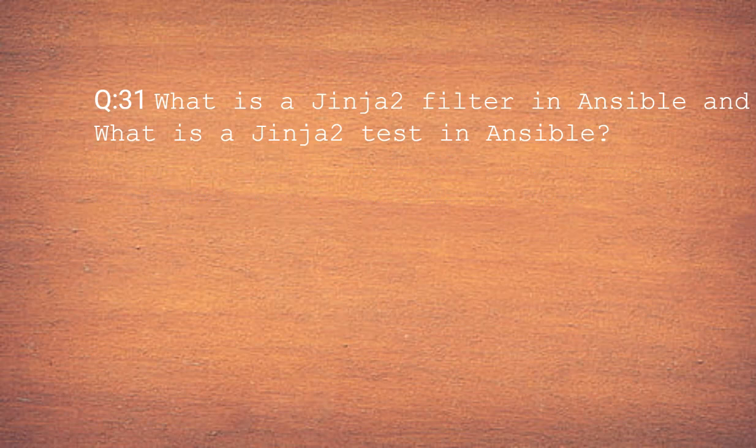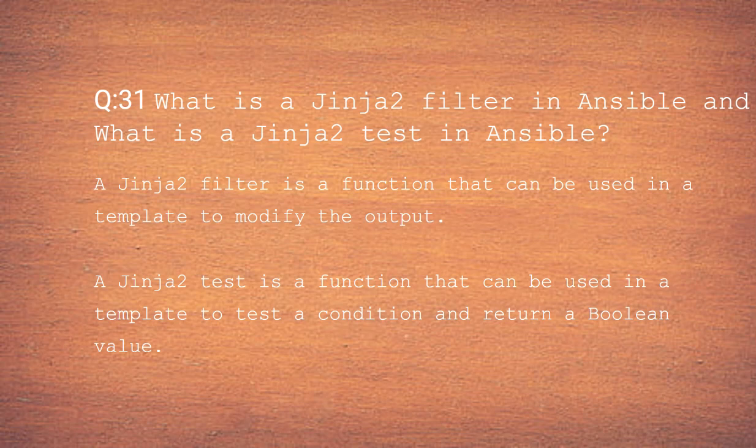What are a filter and a test in Ansible Jinja2? A Jinja2 filter is a function that can be used in a template to modify the output. A Jinja2 test is a function that can be used in a template to test a condition and return a boolean. If you want true or false written as per some condition in your environment, that can be done with a test. And if you want to give specific things in the configuration, you can use a filter, which takes the input and provides a specific output.